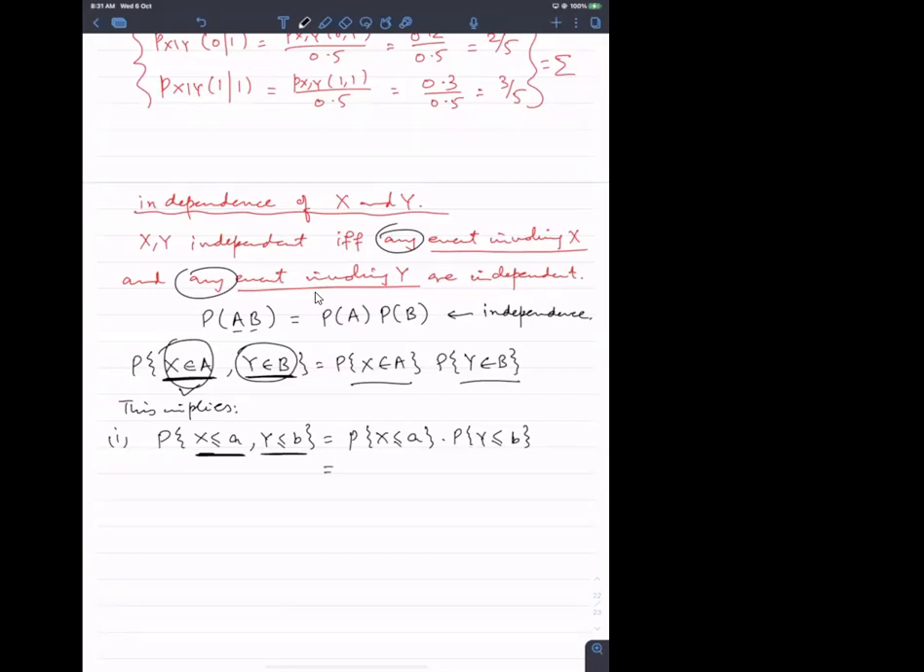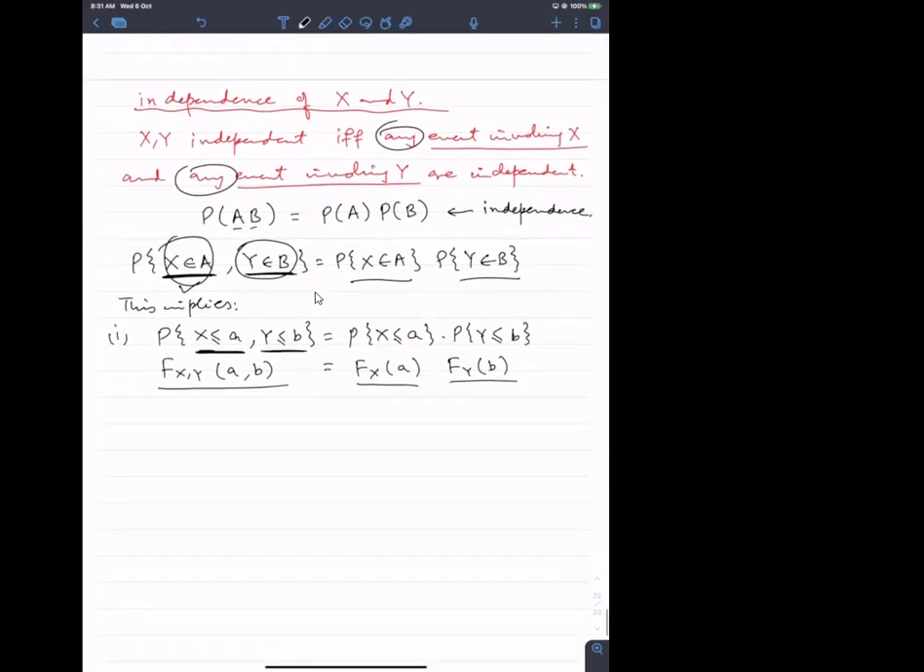So this, if you know, is the joint CDF of X and Y evaluated at a and b. This is the marginal CDF of X, and this is the marginal CDF of Y. What this tells us is that the product of the marginals is equal to the joint CDF.